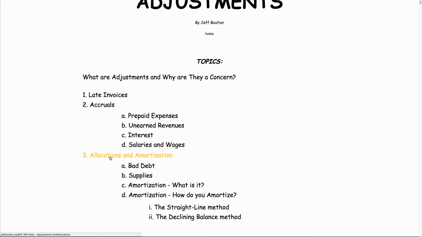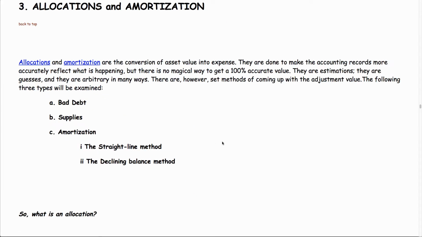I mentioned it quickly when I introduced adjustments, but I want to expand a bit on it. An allocation is the conversion of asset value into expense. And it's done, again, for that purpose of accounting, to provide useful information for decision making. It's done to make sure that the accounting records have all the expense possible in the accounting period, so that they reflect what's actually happening, so that the information is useful.